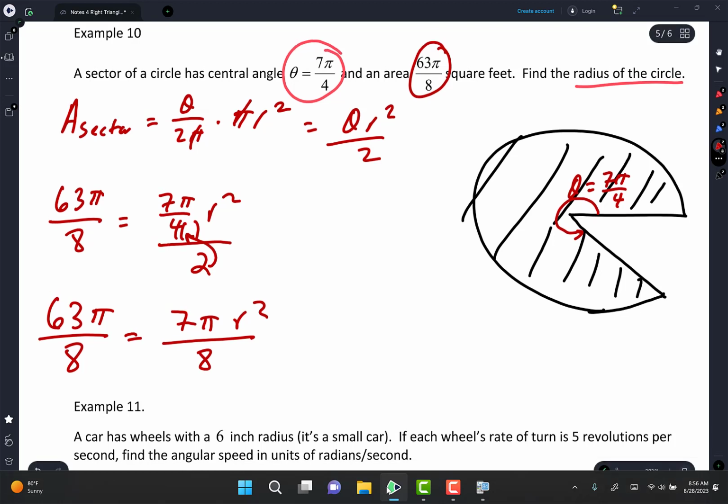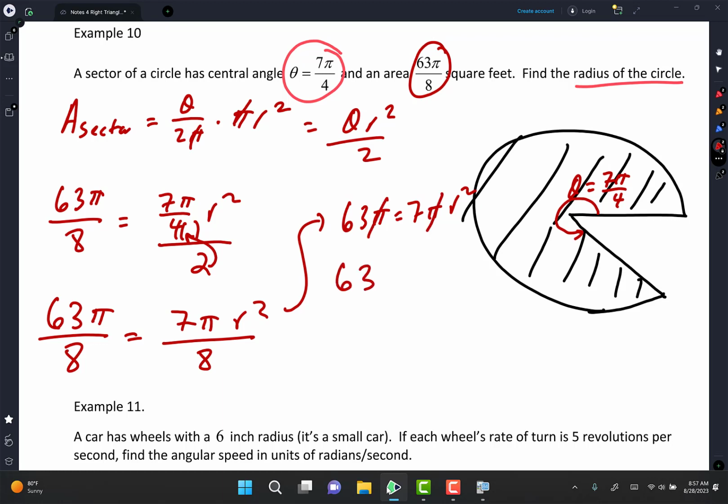Are we still okay? I have 8 on both of them. The denominator of both are 8, so I can just set the numerators equal to each other. So that means 63 pi equals 7 pi r squared. Does that make sense? The pi's cancel each other out, or divide by pi, divide by pi. So you have 63 equals 7r squared.